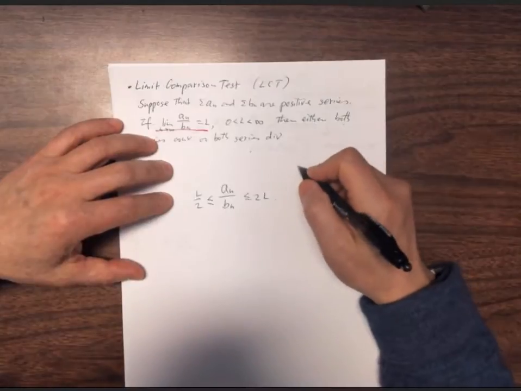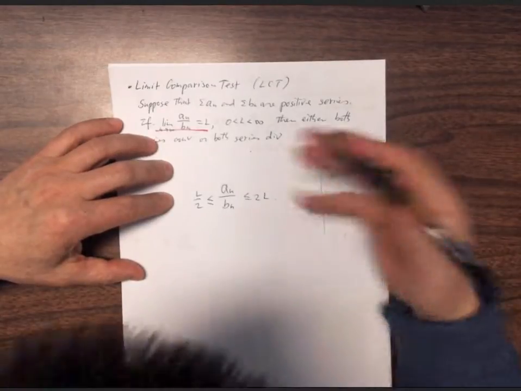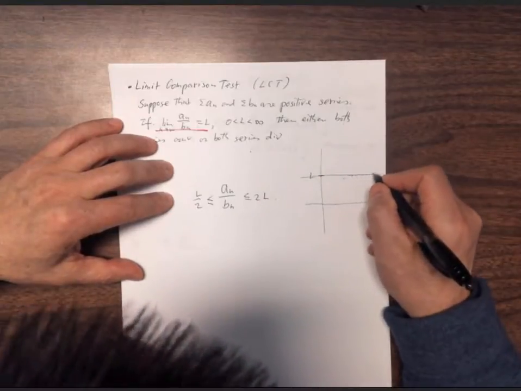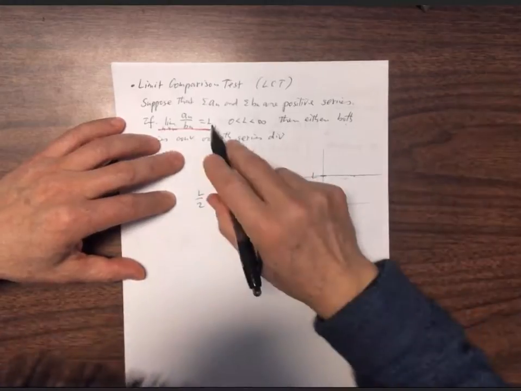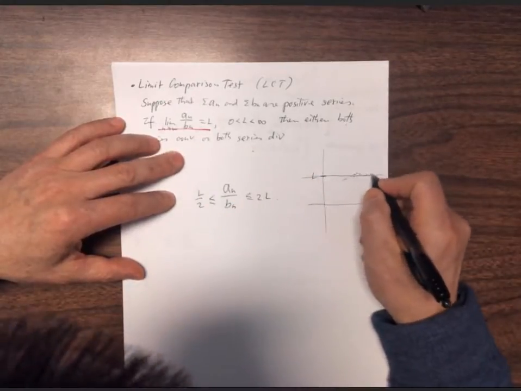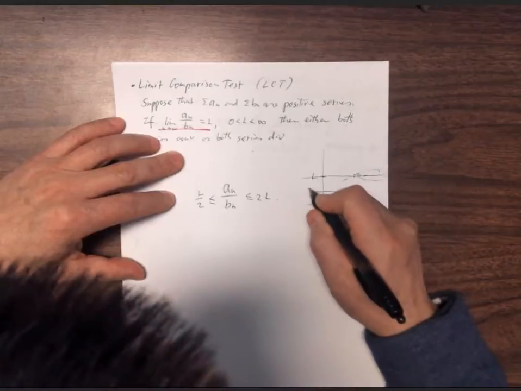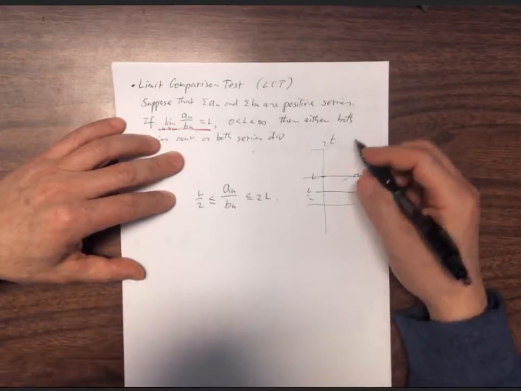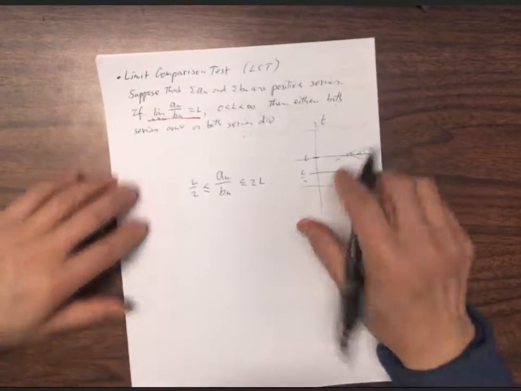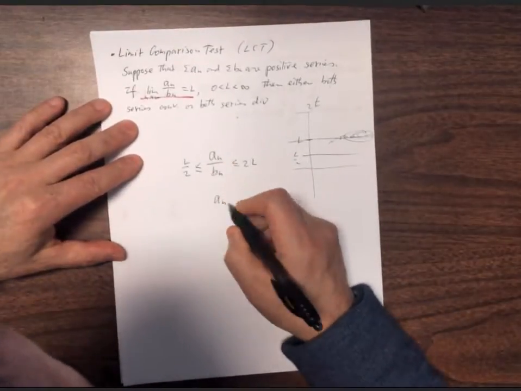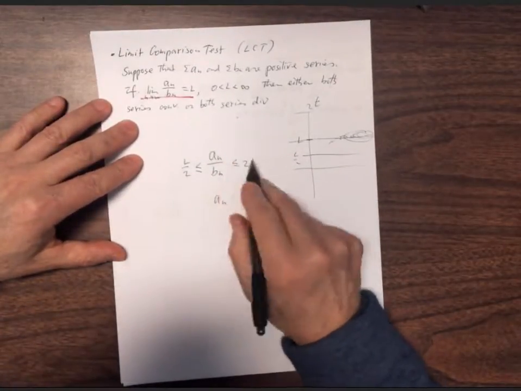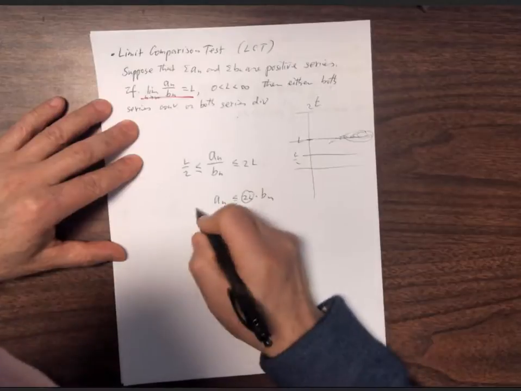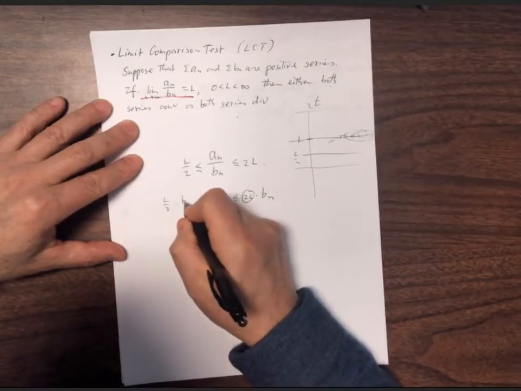Think of this fraction. Well, it's a sequence, right? So the limit is L. Eventually, all those fractions will be close to L. That's what we mean by limit is L. Therefore, all those values will be more than L over 2 and less than 2L, so we can establish an inequality. And this means, multiplying both sides by bn, an is between L over 2 times bn and 2L times bn.